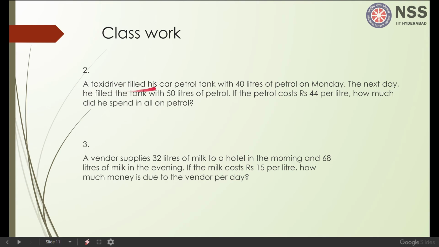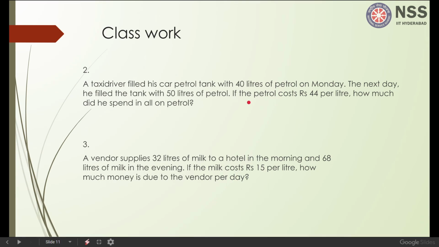A taxi driver filled his car petrol tank with 40 liters of petrol on Monday. The next day, he filled the tank with 50 liters of petrol. If the petrol costs 44 rupees per liter, how much did he spend on petrol? This is a very interesting question and can be solved in multiple ways. Pause this video and try to solve this question.